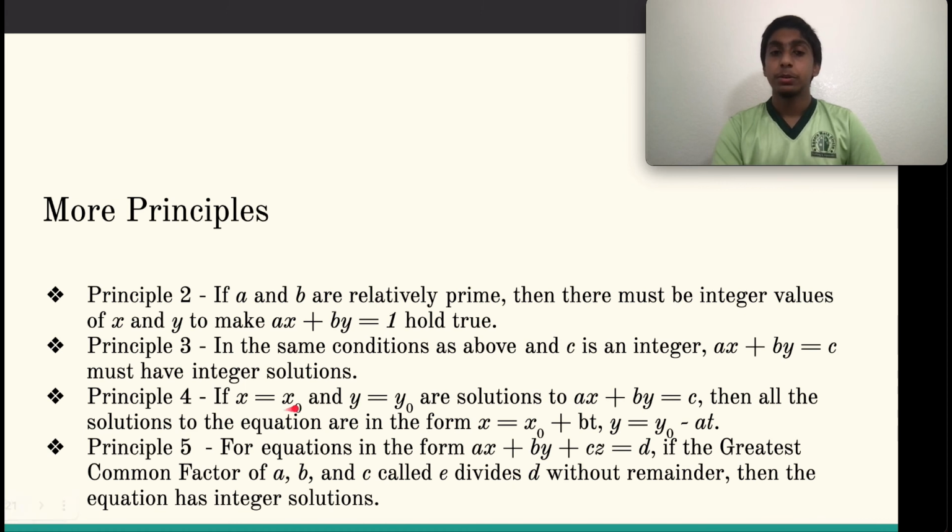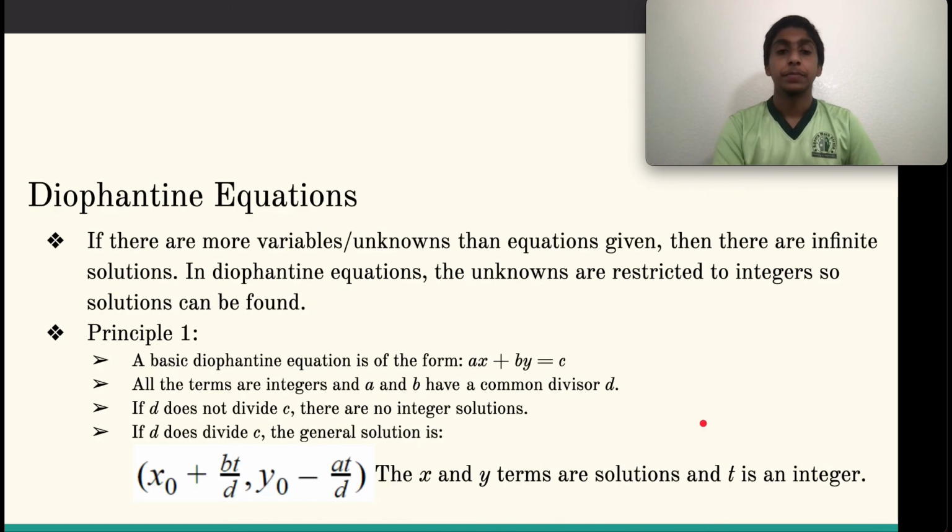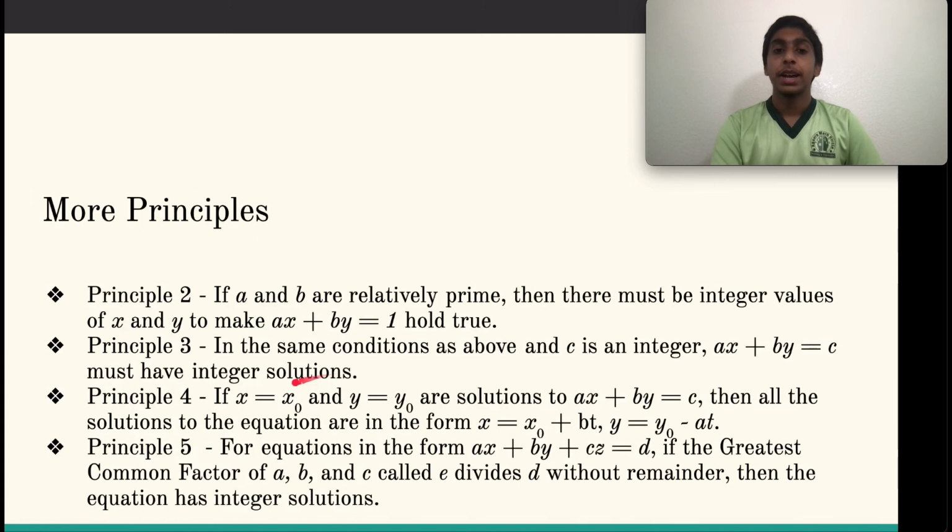Now, if x is equal to x subscript 0, and y is equal to y subscript 0, and these are solutions to ax plus by is equal to c, then all the solutions to the equation are in the form x is equal to x subscript 0 plus bt, y is equal to y subscript 0 minus at. This is similar to how we went here when we looked over our solutions. So if we find the first x solution and the first y solution, then we can find the rest of the solutions if we know what t, b, and a are. All the solutions are going to be based off your x0 and your y0.